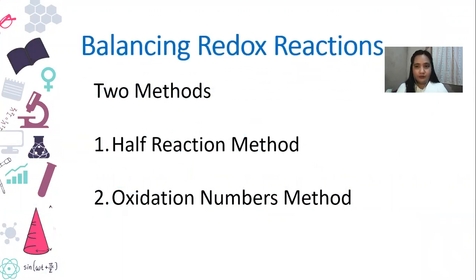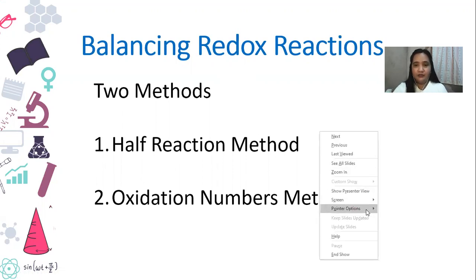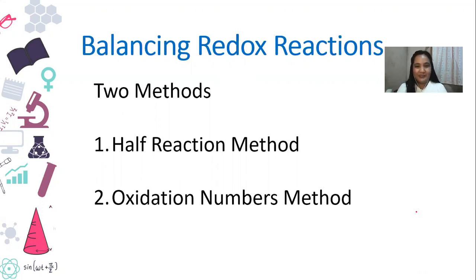Basically, when you're balancing redox reactions, there are two popular methods. The first one is the half reaction method, and the other one is the oxidation numbers method. Personally, I've tried both methods, and the half reaction method is actually the easier approach, because all you have to do is understand the two half reactions in that reaction, analyze both, and then balance it.